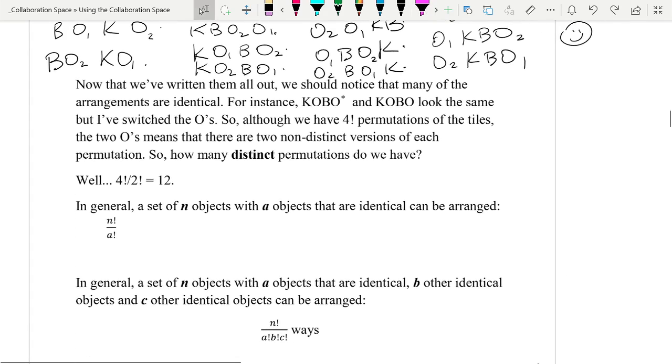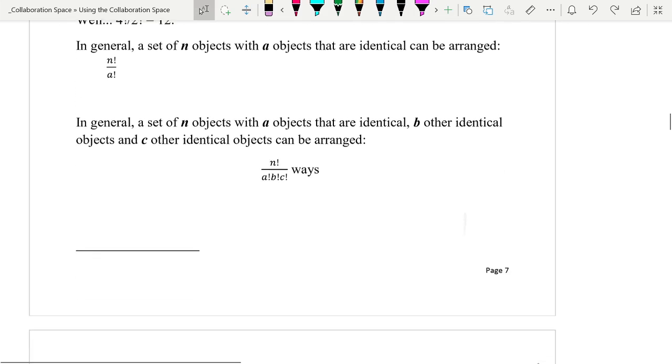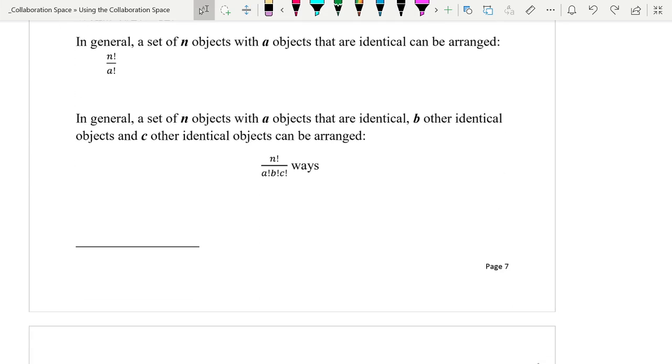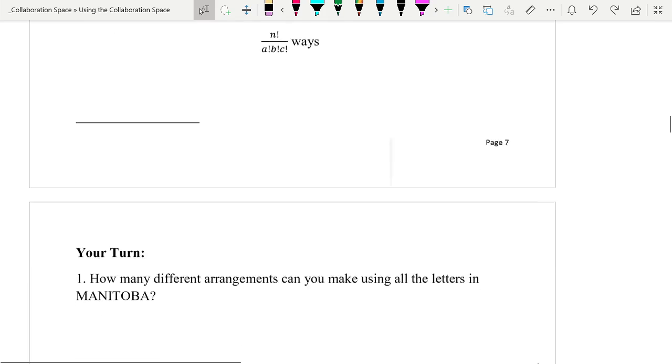O's. So, my number of distinct permutations, distinct means make different words, is 4 factorial divided by 2 factorial. In general, a set of N objects with A objects that are identical can be arranged N factorial divided by A factorial ways. To make it even more general, what if there's multiple things that are identical? In which case, the number of objects factorial divided by the product of the factorial of the number of identical objects. Let's do an example and you'll see what I mean.